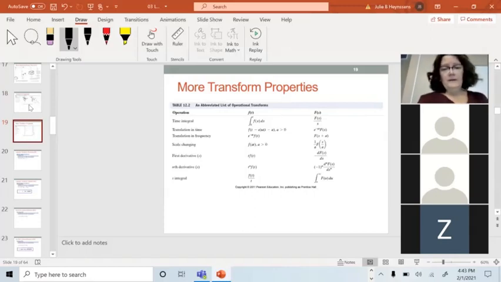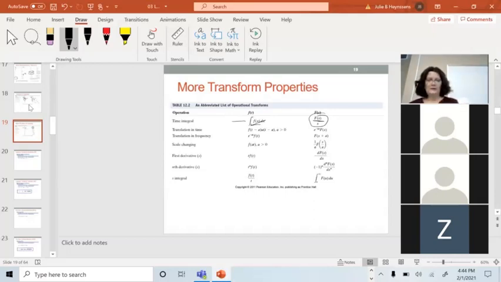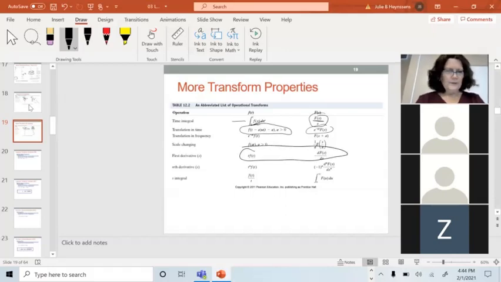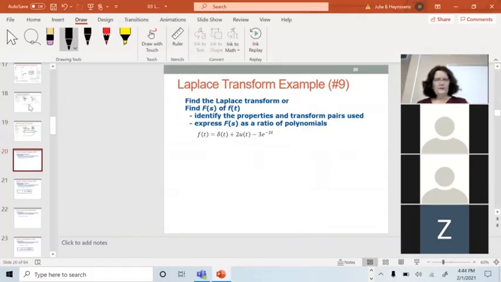Integrals. I want to take the integral of a function with respect to time. I don't have to integrate it. I just divide by s. Find the Laplace transform of the original function and divide it by s, and I'm done. This translation in time we'll talk about, it's messy. Let's just save that for later. This one we're going to do today too. Yeah, we should get there.